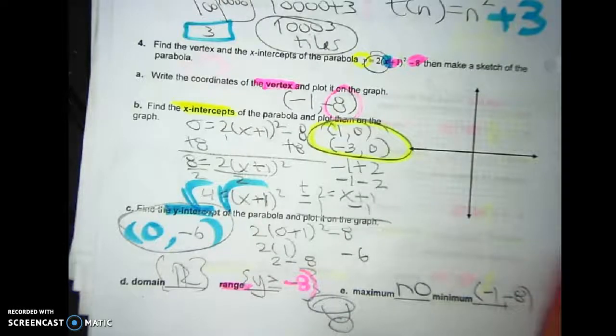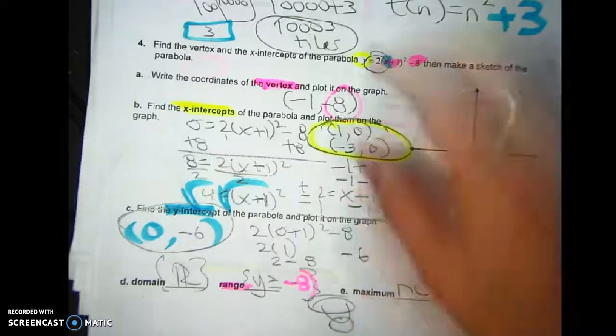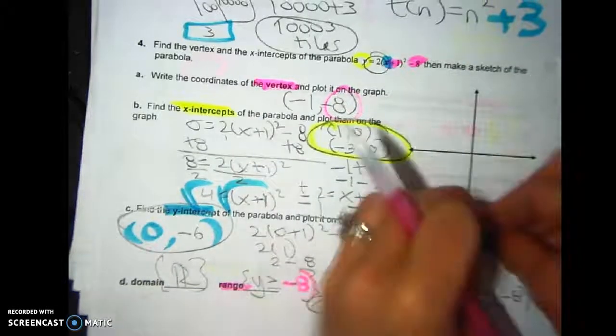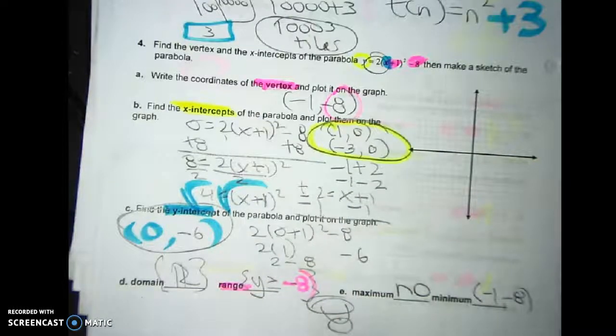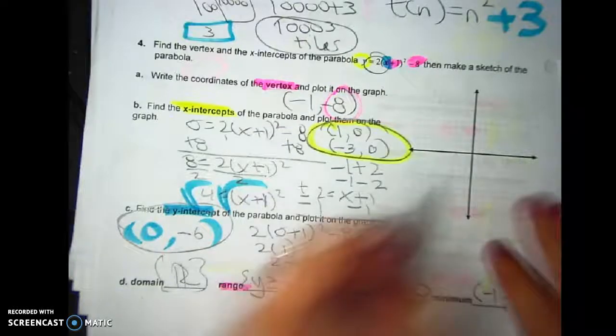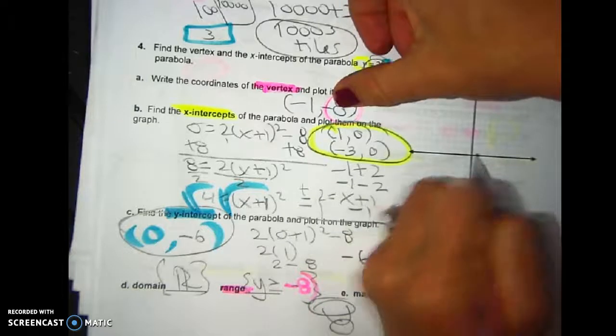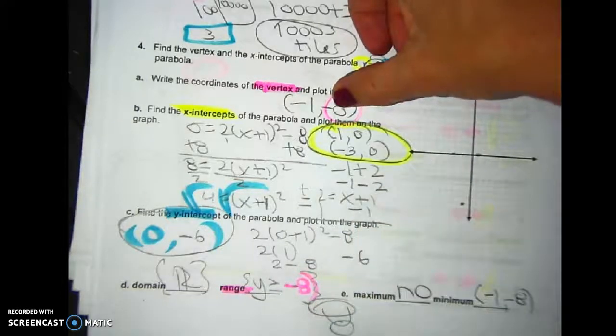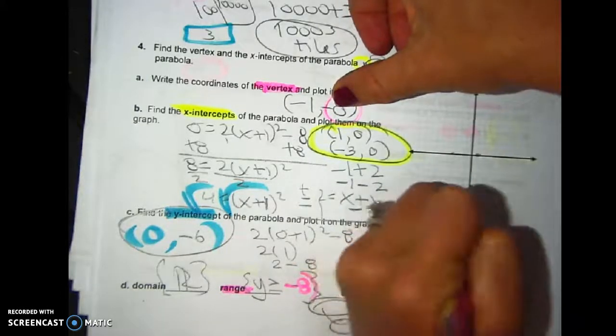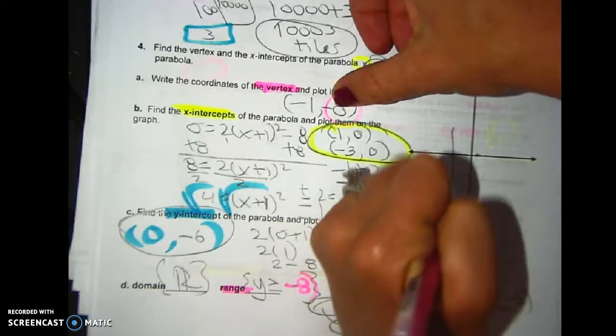Okay? Now, here's one thing that's a little bit different. Usually I say, here, make a cute little table and graph it. I don't need you to make a cute little table. I'm okay with you graphing the vertex, -1, -8, graphing the intercepts, and then graphing the y-intercept, and just straight copying it.